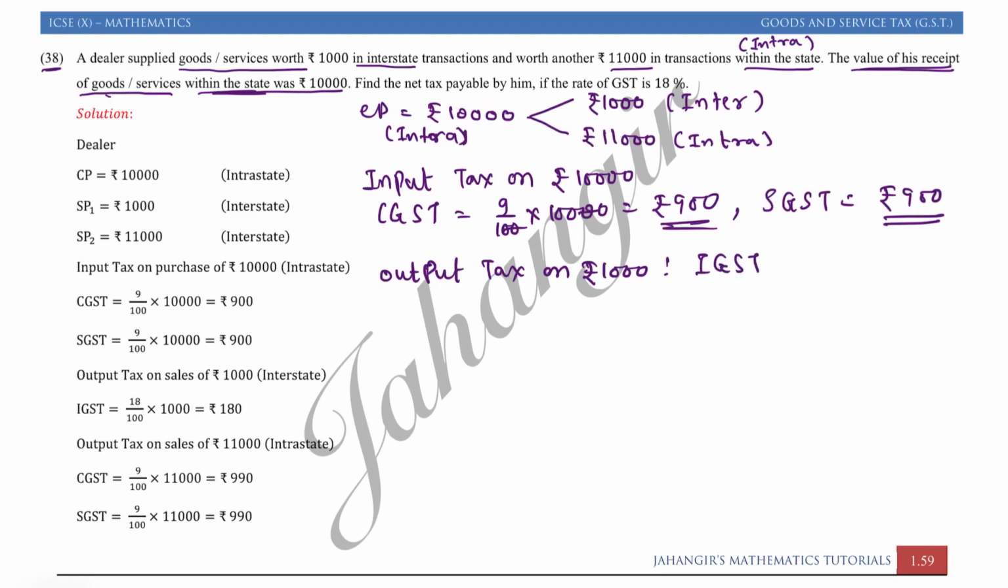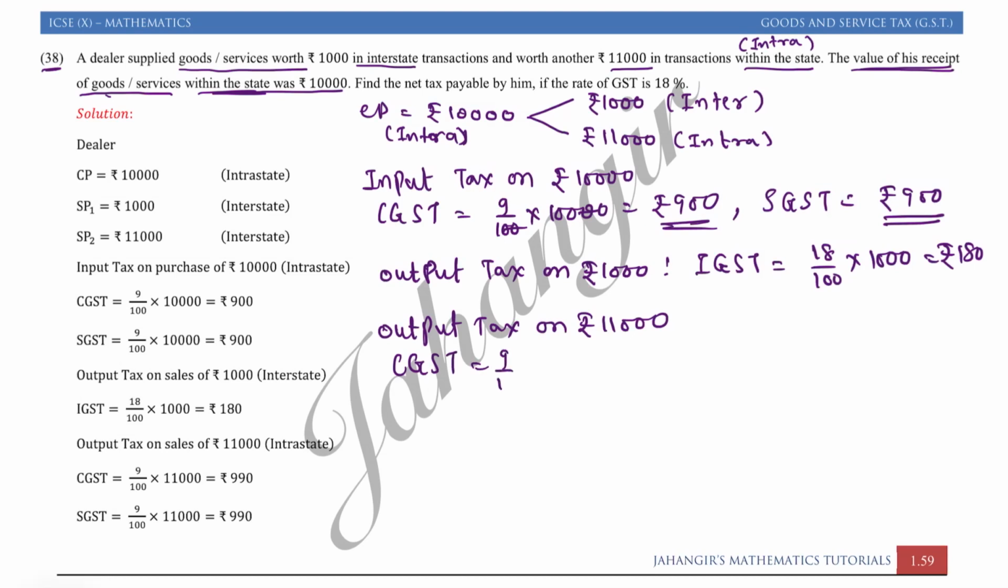Because it is interstate, IGST will be 18% of 1,000. That is rupees 180. Then output tax, because there are two different sales, one is inter, one is intra, on rupees 11,000. So here I will find CGST, that is 9% of 11,000. 11 nines are 990, and SGST will be the same, rupees 990. So now we will write net tax payable.